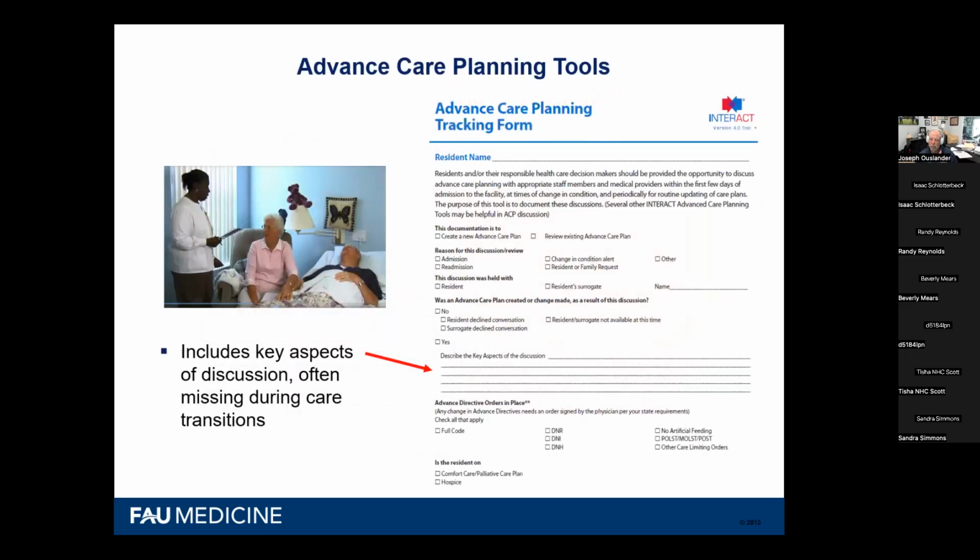We have an advanced care planning tracking form to document discussions and to document decisions. And something like this should be used. In over 10 years of working with PointClickCare, I've been unable to convince them to put something like this into PointClickCare, but I'm still going to work on it. So we do have a tool to document advanced care planning.